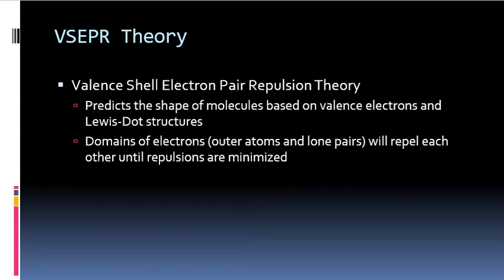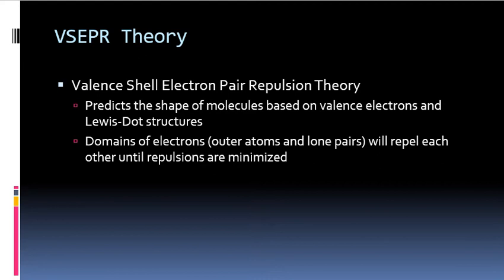VSEPR theory is another theory that goes hand in hand with valence bond theory, which essentially lets us predict the shape a molecule will take. And the shape, based off of VSEPR theory, or valence shell electron repulsion theory, is in some way based off of the Lewis dot structures.